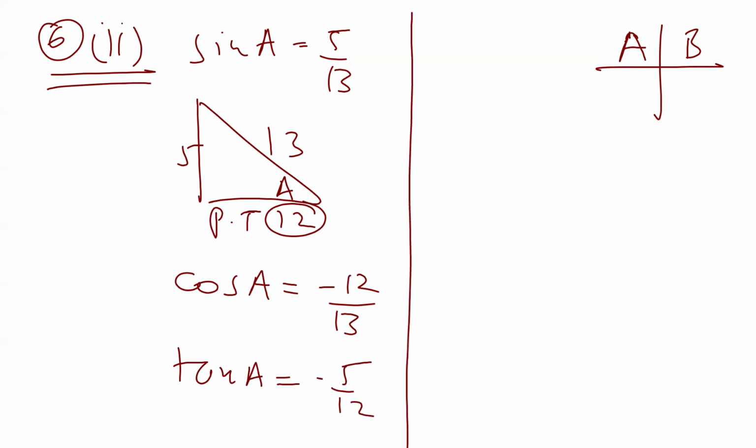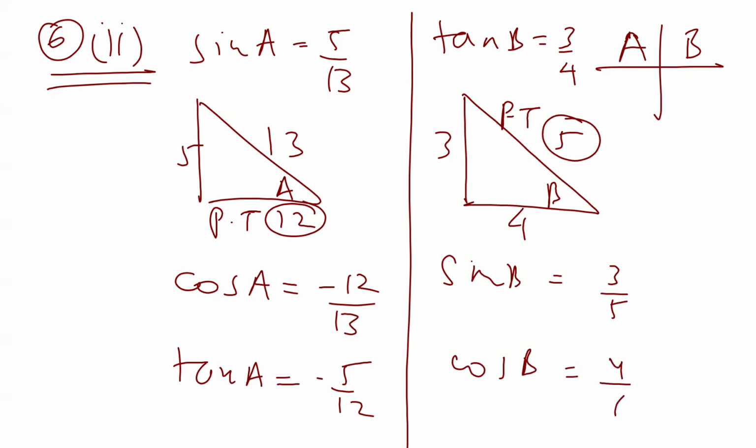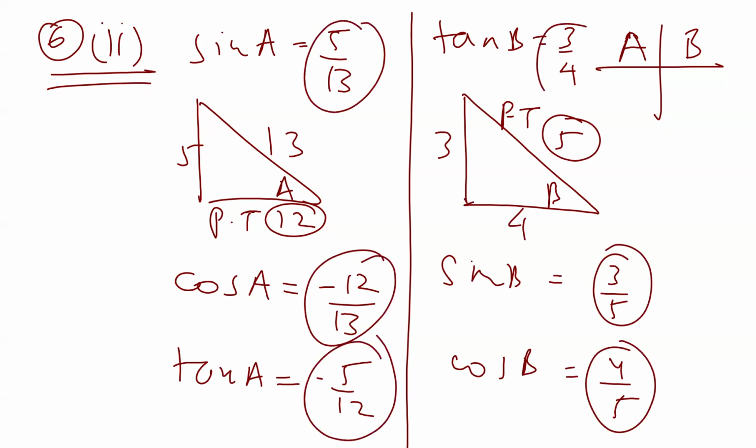Now, one more thing is given, tan B. B is acute. So B is over here. This is 3, this is 4. So by Pythagoras theorem, this will be 5. Okay, so sin B is 3 by 5, cos B is 4 by 5. Both the values will be positive because B is in the first quadrant. So we have all the values ready in front of us. All the 6 values: sin A, cos A, tan A, sin B, cos B, tan B.